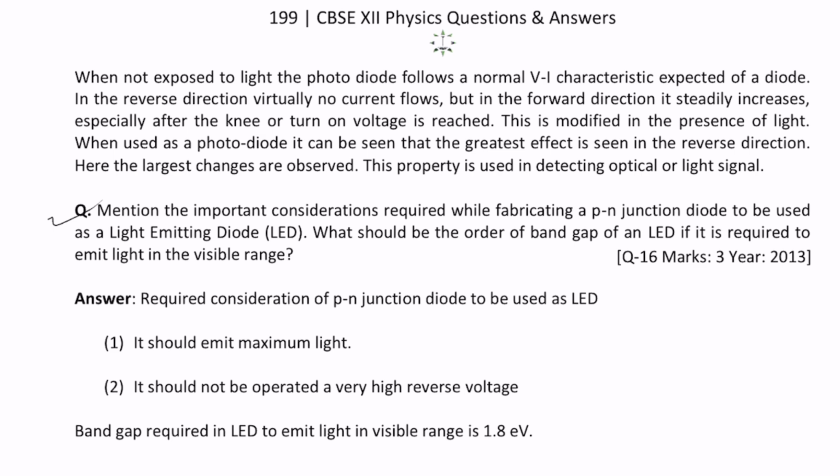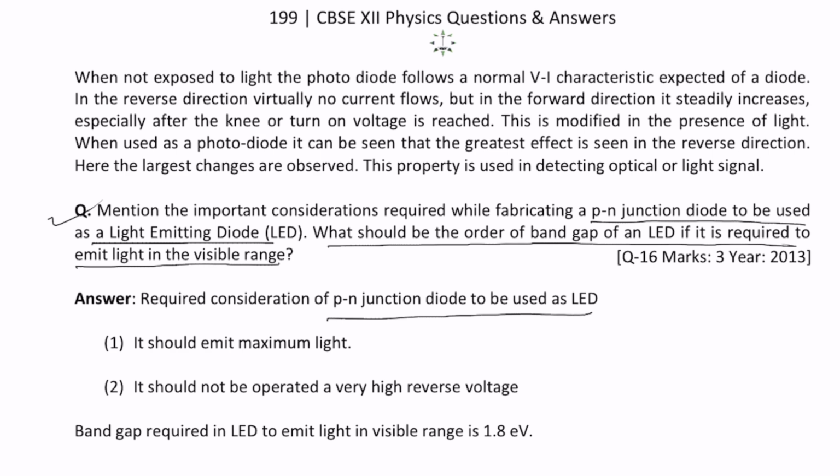Mention important considerations required while fabricating a PN junction diode to be used as a light emitting diode. What should be the order of band gap of an LED if it is required to emit light in the visible region? Okay. So, the required considerations for a PN junction diode used as an LED.